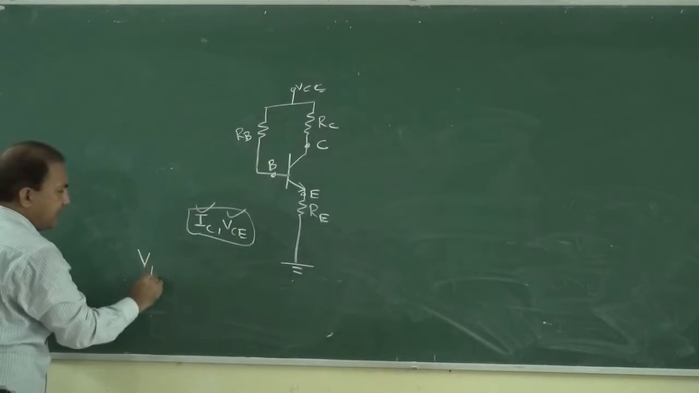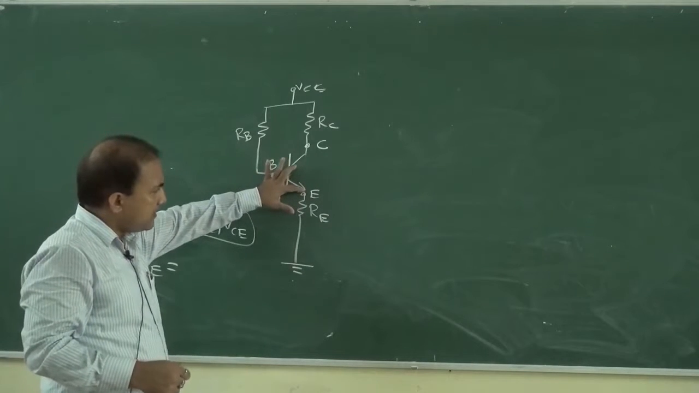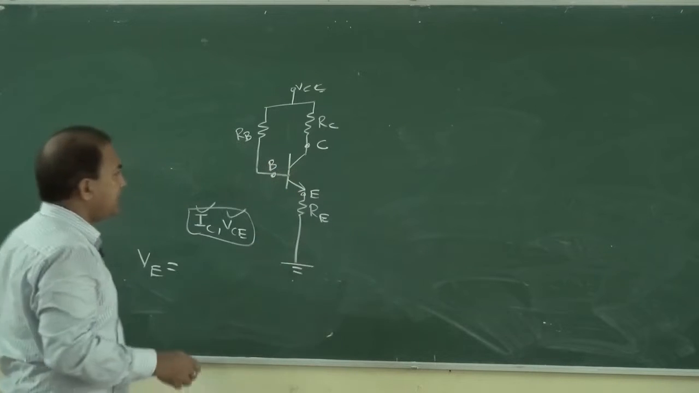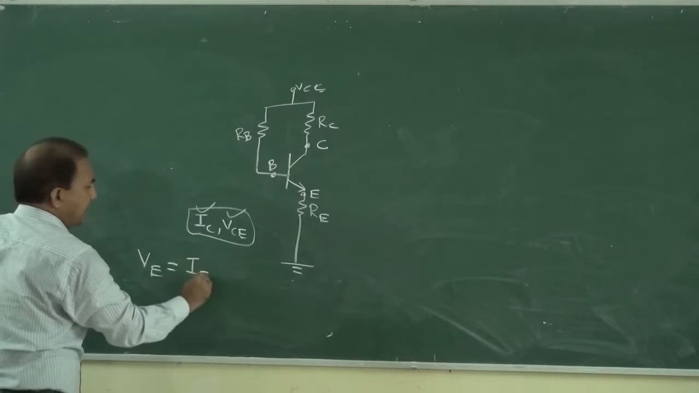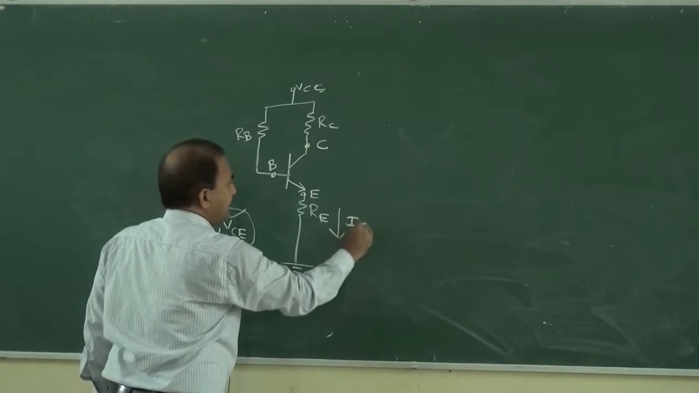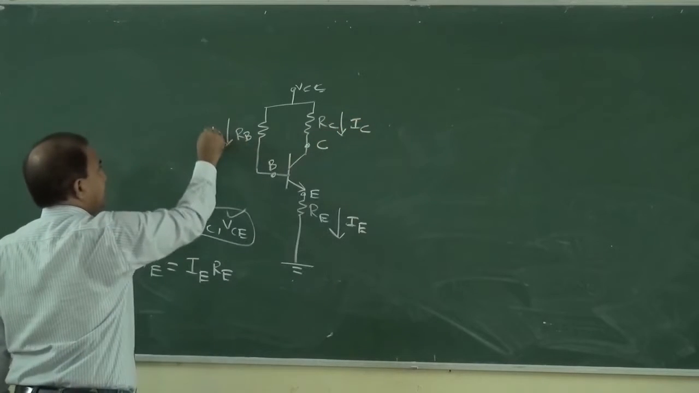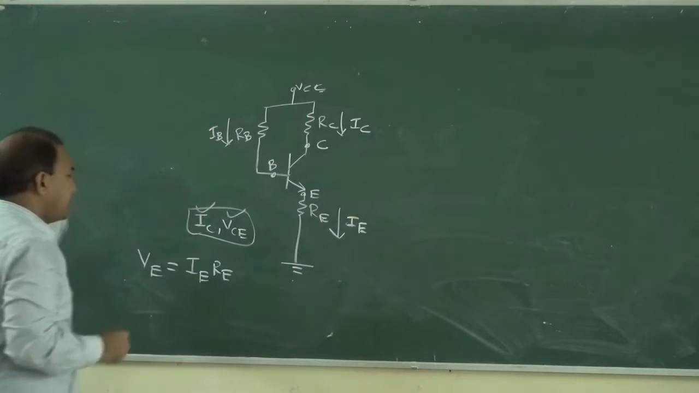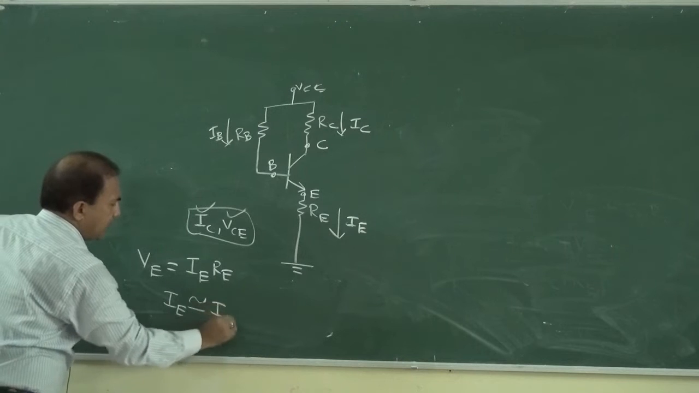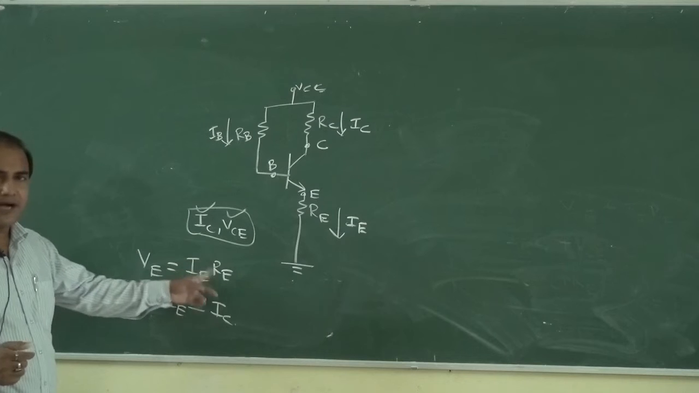So VE it is equal to voltage of this point with respect to ground. So it is equal to IE into RE. The current it is IE. Here the current is IC. Here the current is IB. Okay, and we know that IE is approximately equal to IC. So VE is also equal to IC into RE.